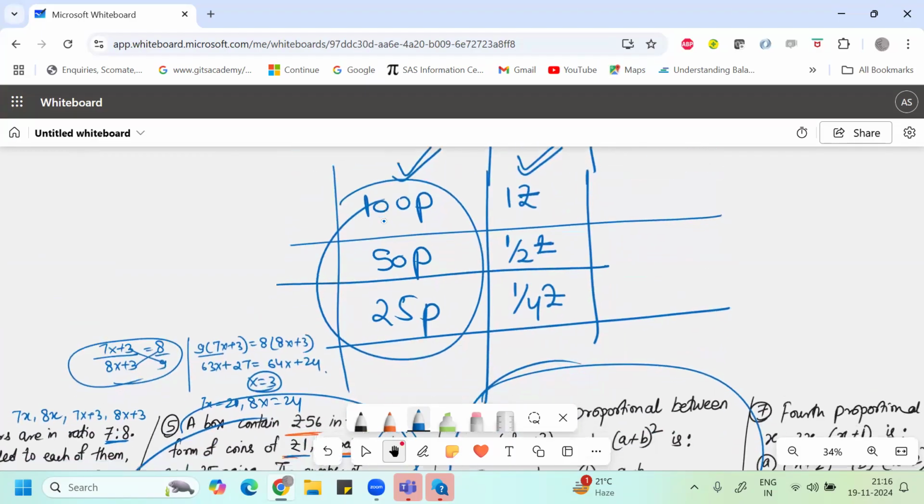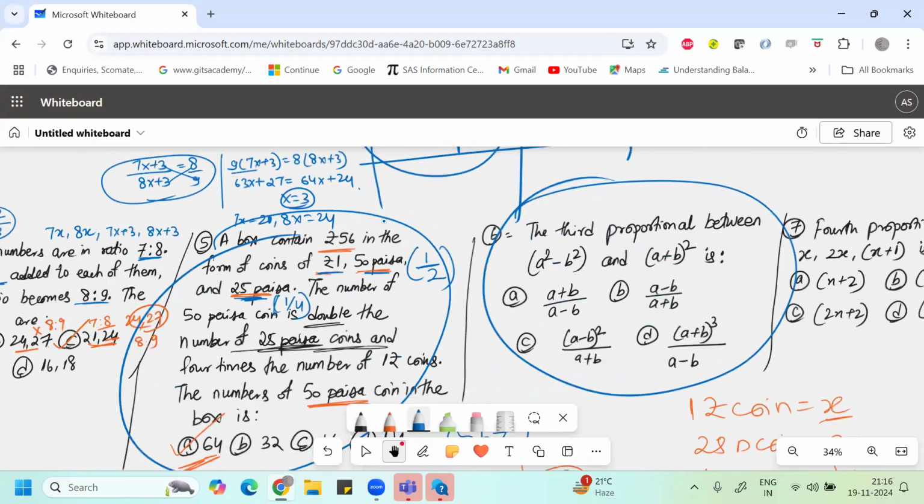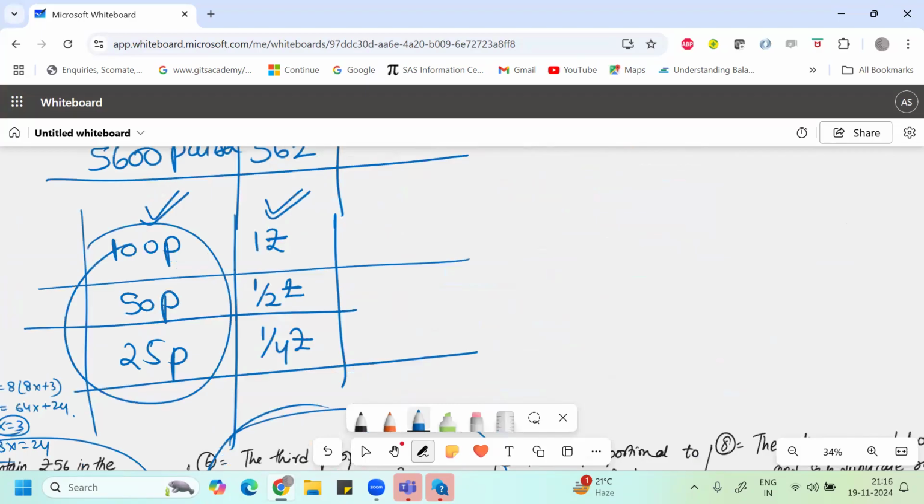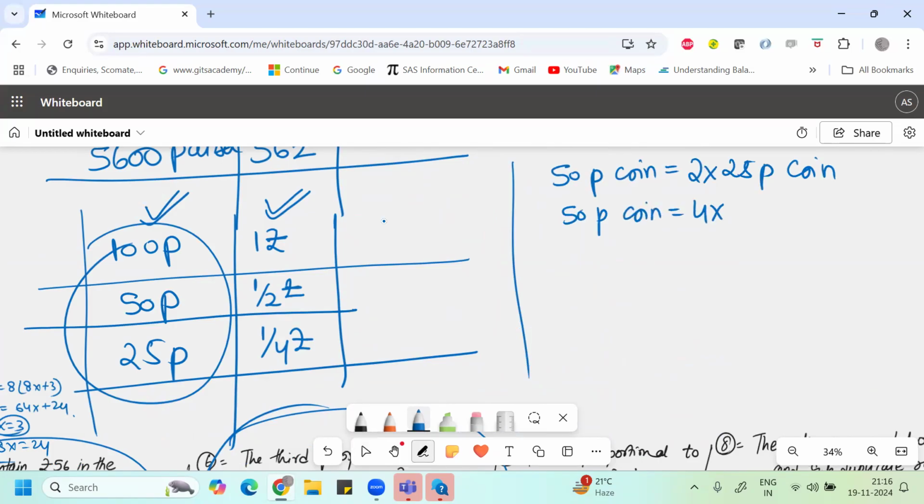Okay, then what they mentioned in this question is that the number of 50 paisa coins is double the number of 25 paisa coins, and the number of 50 paisa coins is 4 times the number of 1 rupee coins.